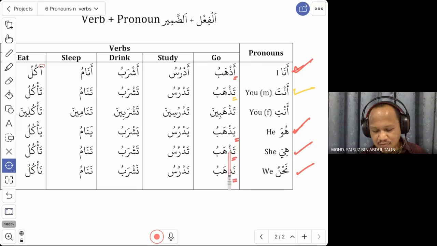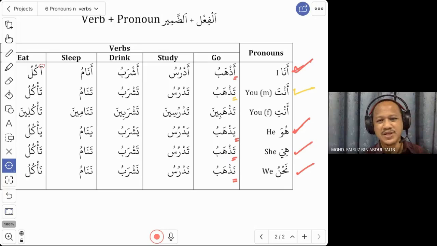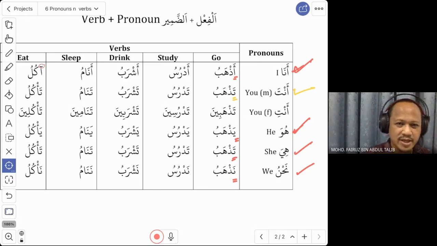You see this? For hiya, we say ta. For anta, we also say ta. So basically, the word for anta is similar to hiya. We say tazhabu. Anta tazhabu, but the meaning is now different. Hiya tazhabu is for she. Anta tazhabu is for you. So how do you differentiate whether it is she or anta? You depend on the context. If it is about a woman, then of course it means hiya tazhabu, she goes. But if it is a conversation between people, then of course it will be anta tazhabu. So tazhabu can be used for both, and you look at the context to decide whether it is for anta or for hiya.